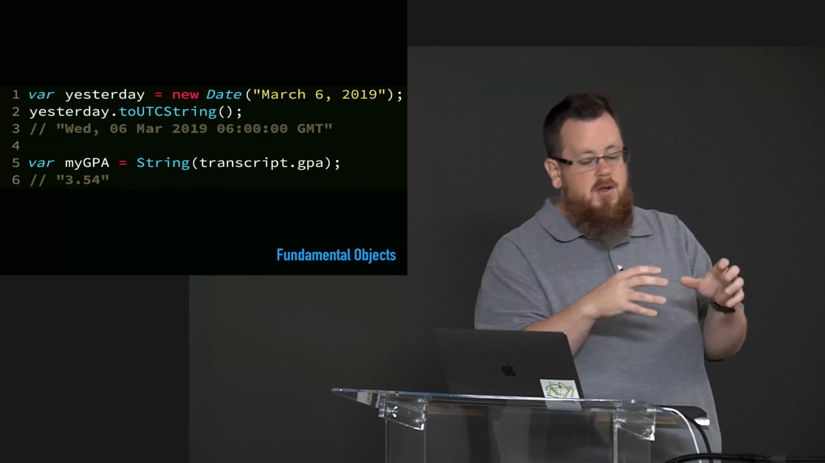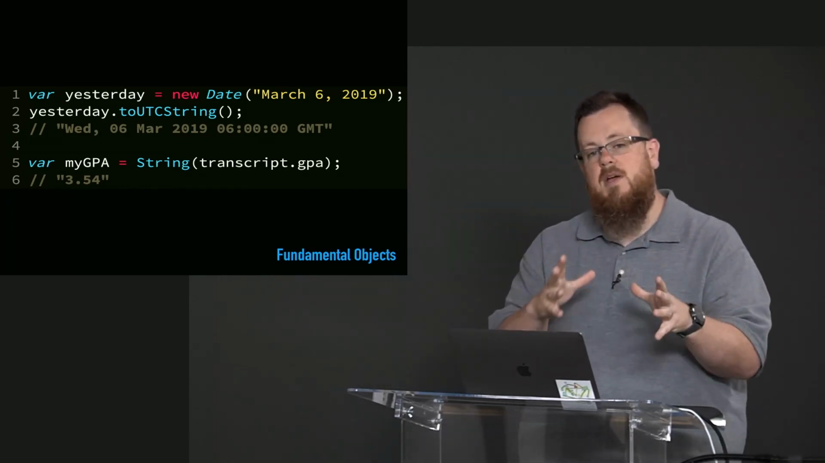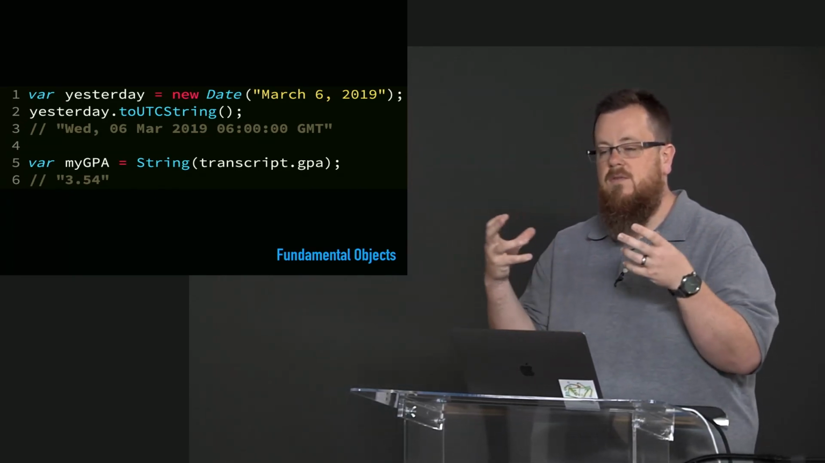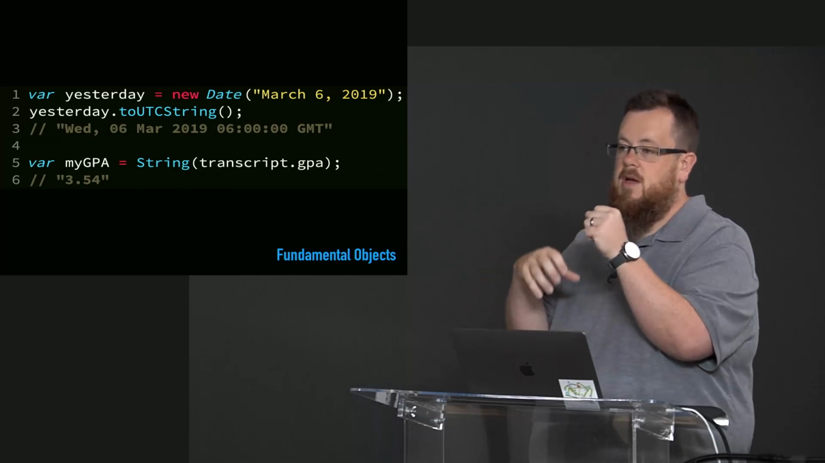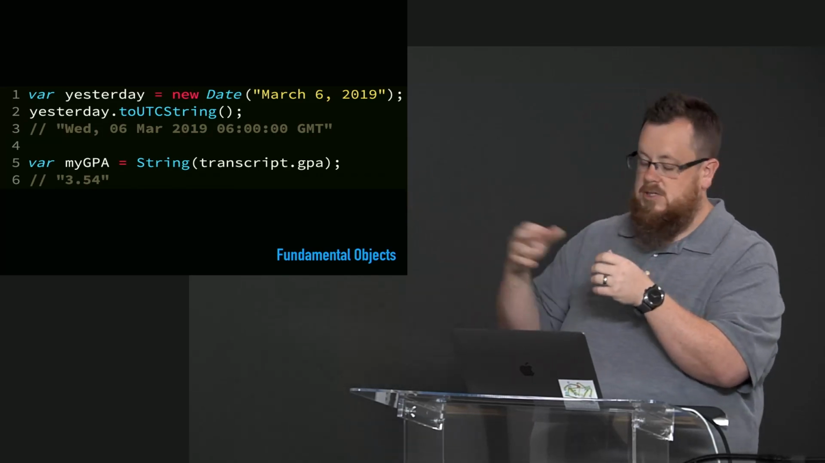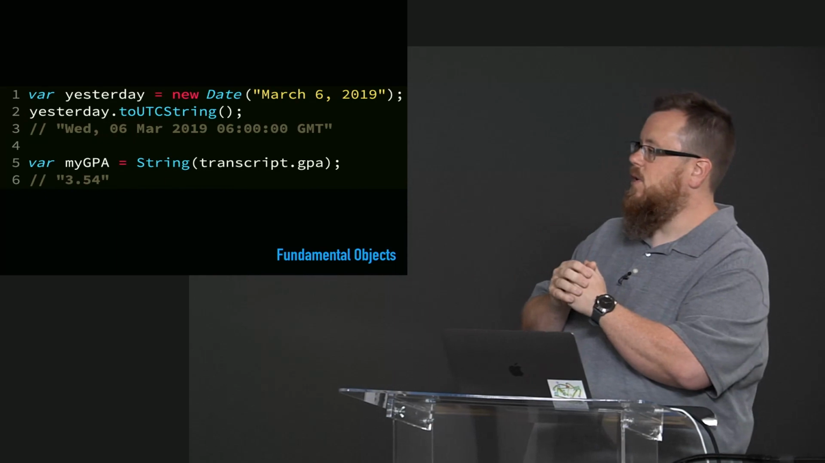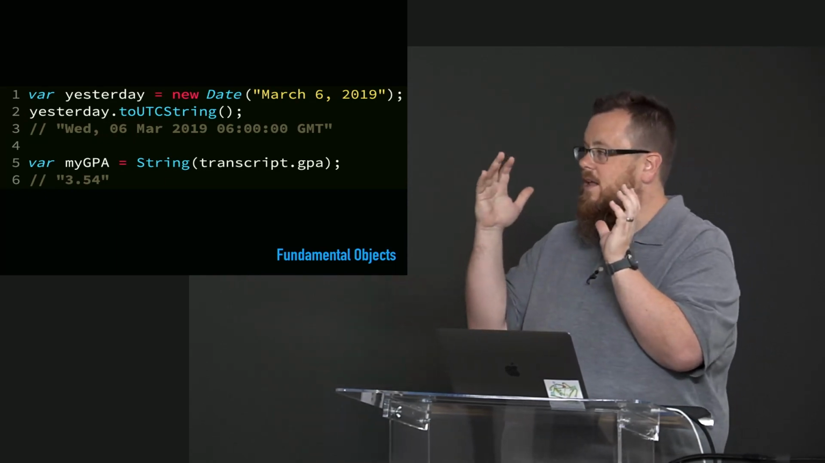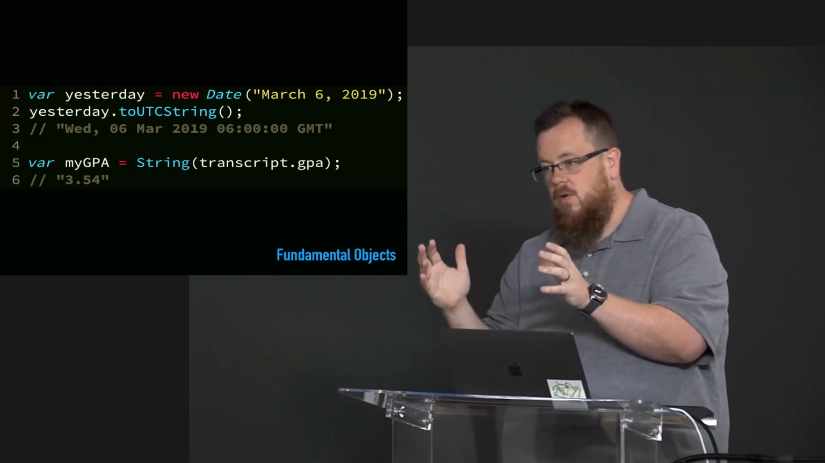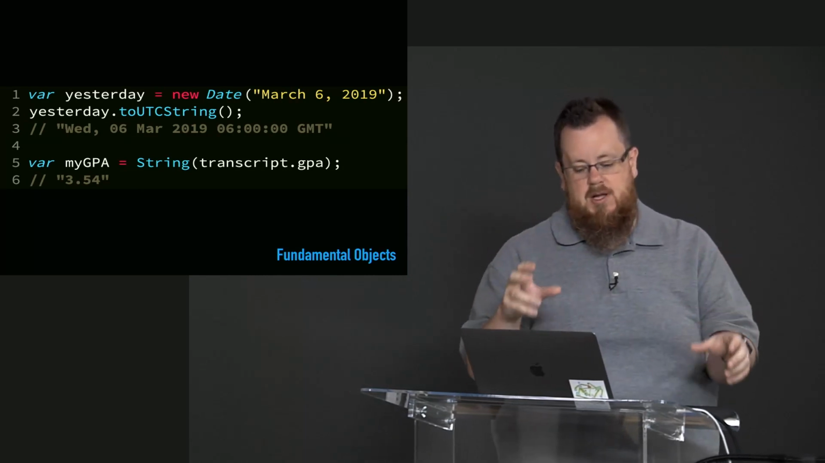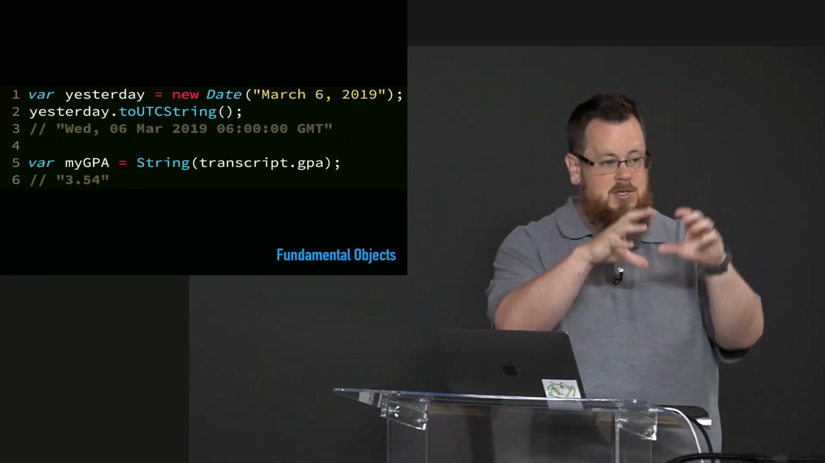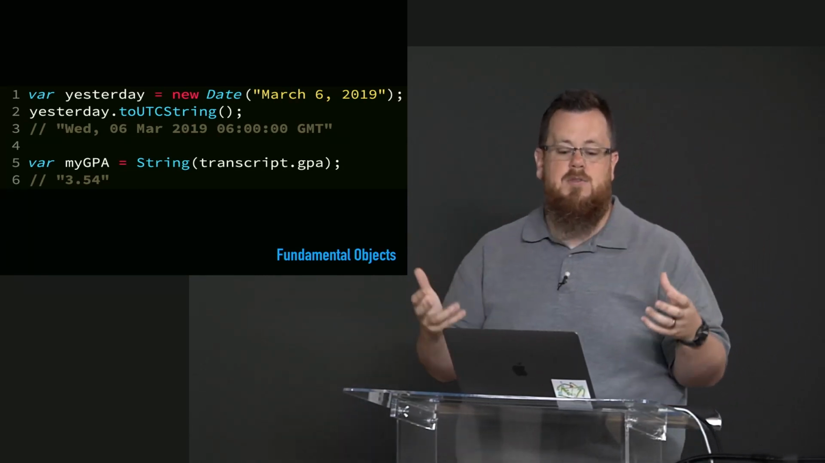But then you'll notice on line 5, I'm using capital S String as a function to convert something that is a number, like my college GPA, and yes, that actually is the GPA that I graduated with from college. You can take the numeric form of the GPA and turn it into a string. That's why in the comments on line 6, it's got quotes around it, because now it's a string.